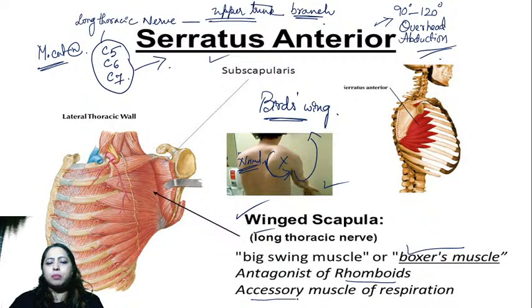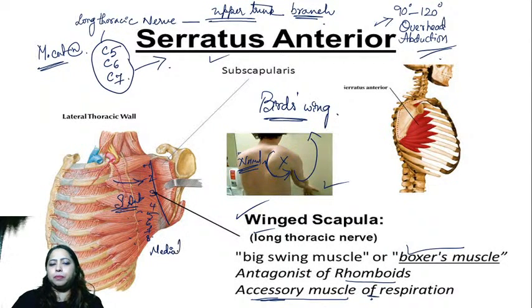And what are these muscles? They are one of the accessory muscles of respiration. So serratus helps in lifting the rib cage, because you have 8 digitations. You have 1, 2, 3, 4, 5, 6, 7, 8. So you have 8 digitations of serratus anterior muscle. So it is coming from the rib here, and it is going to the medial border of scapula.